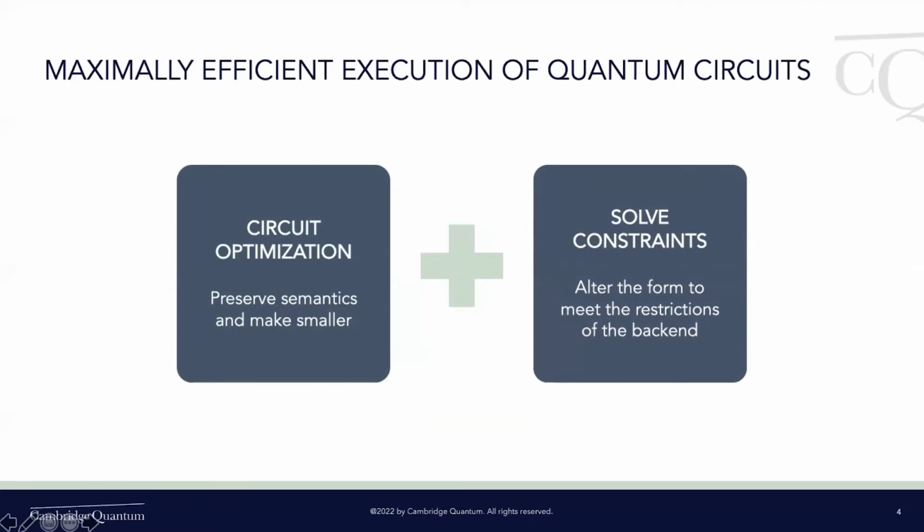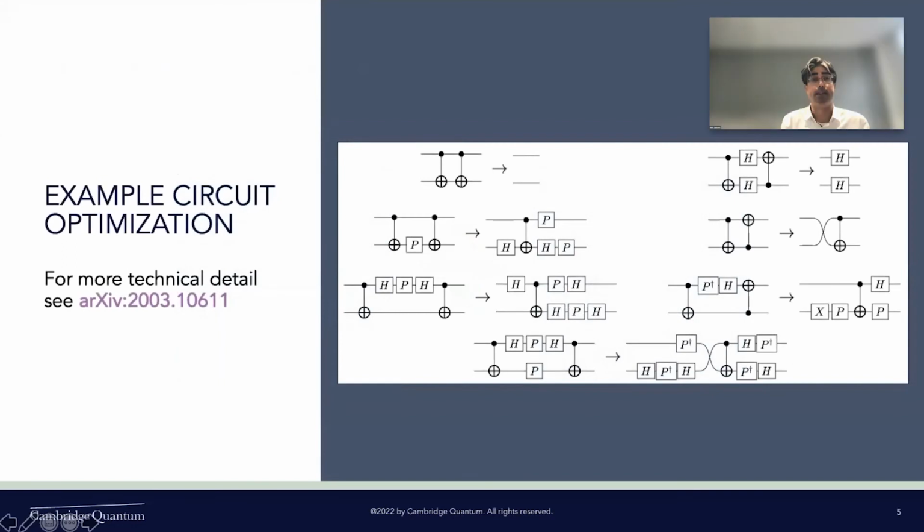Now, there's two ways that it does this. The first way is by optimizing the circuit itself. And this is independent of the hardware. And I'll give an example in a second. And the second way that it does this is it does use the details of the hardware and it solves these constraints. And again, I'll give an example in a second.